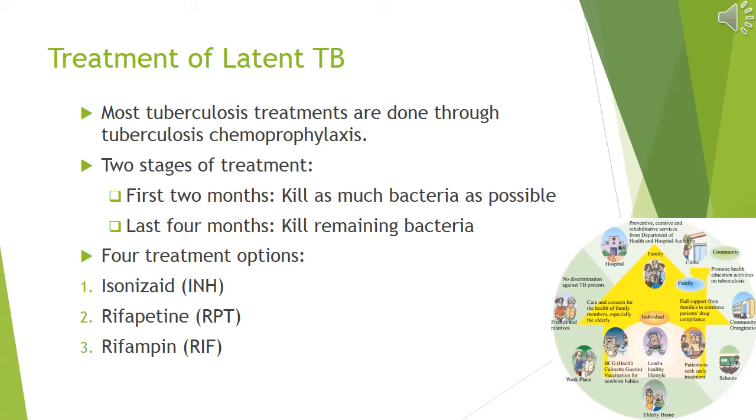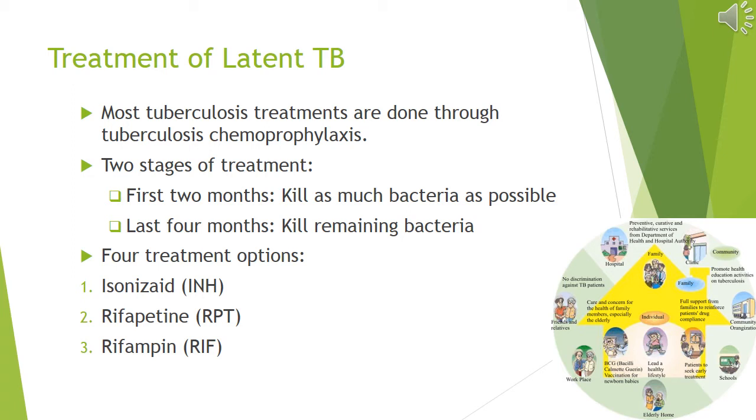Most tuberculosis treatments are done through tuberculosis chemoprophylaxis. All this means is the chemical prevention of tuberculosis by the use of chemical agents such as drugs. During a 9-month period, there are 2 stages of treatment. During the first 2 months, the main objective is to kill as much bacteria as possible. To do this, doctors will prescribe multiple drugs at one time.